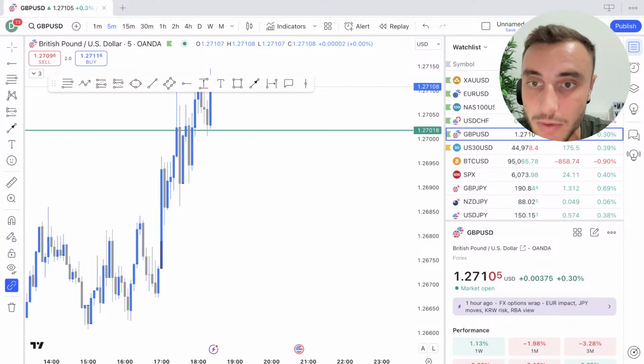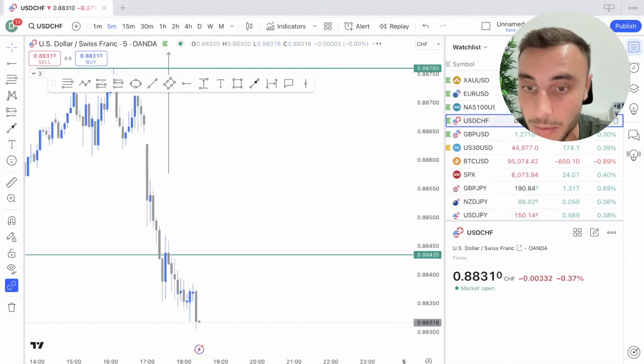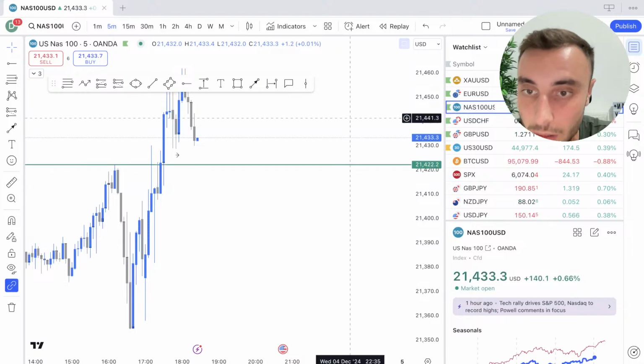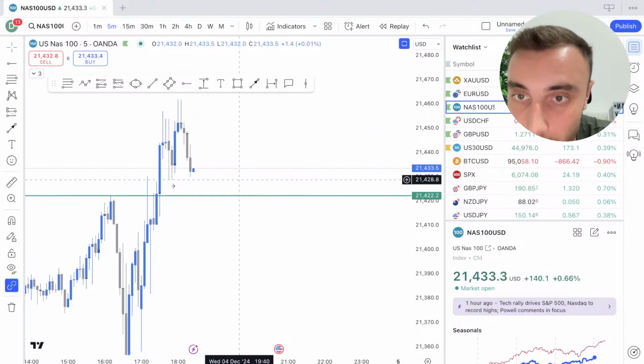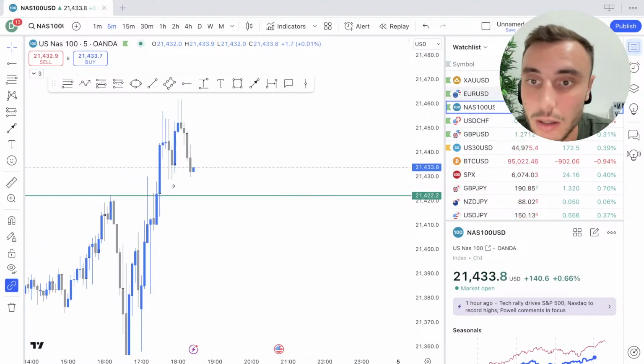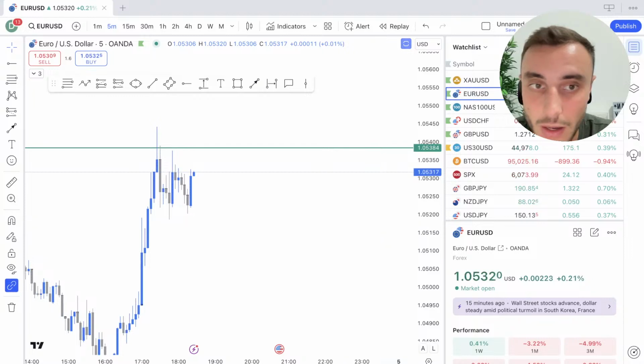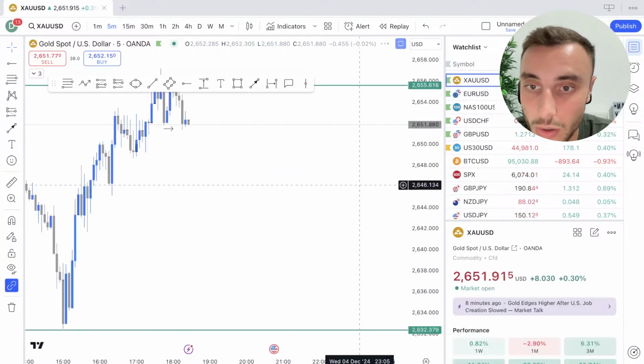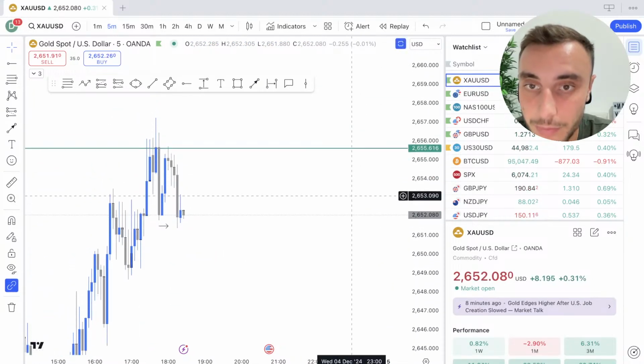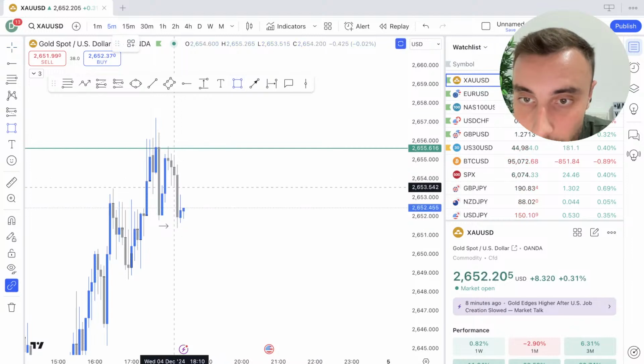So yeah, let's be very careful because we might have a setup, okay? So NAS 100, okay, did it break here? No, it didn't. And Euro USD here, nothing. Gold, okay, so on gold, guys, we do have a setup here.